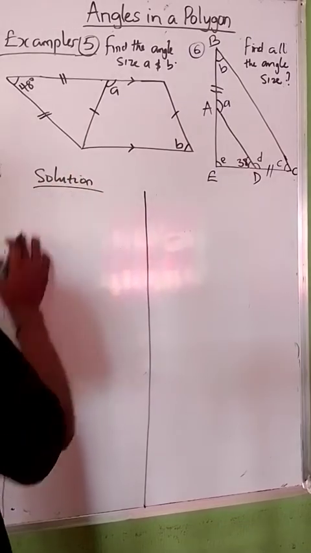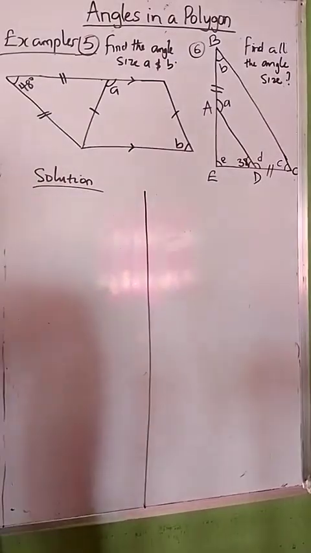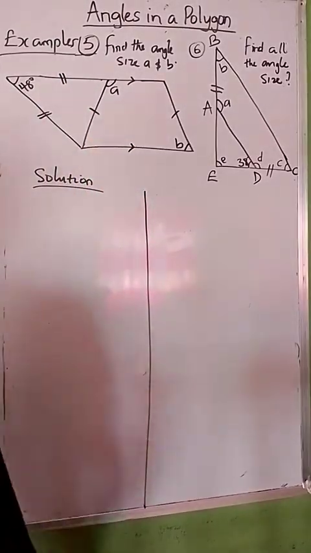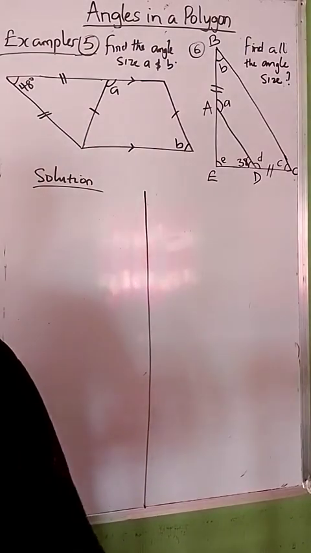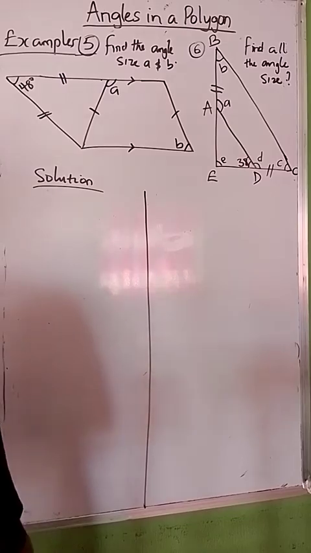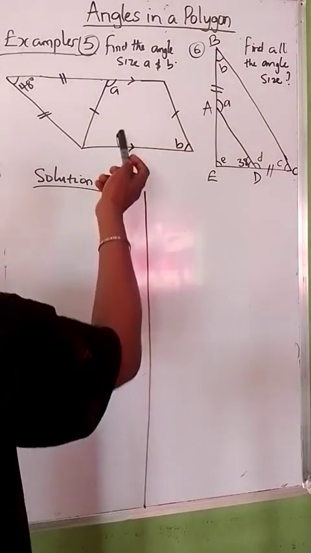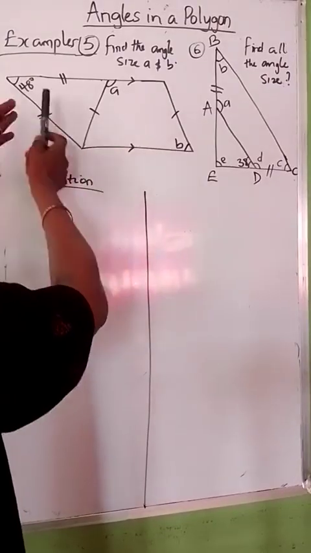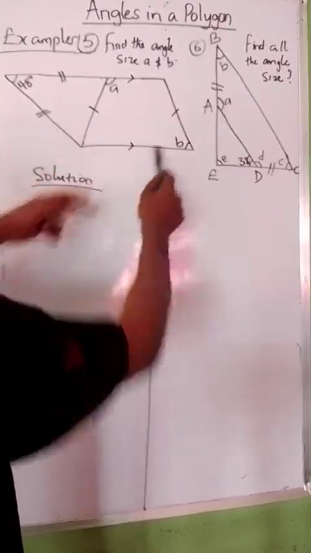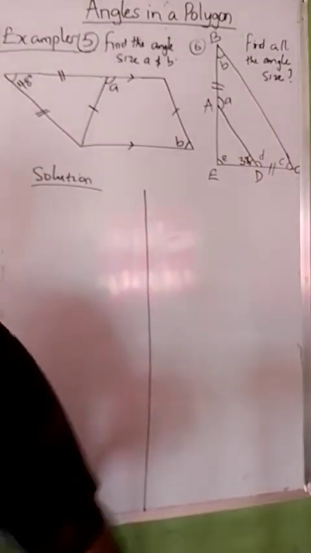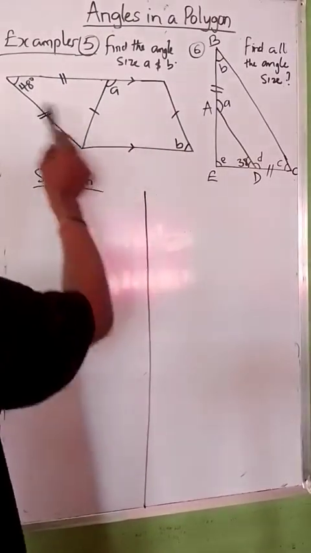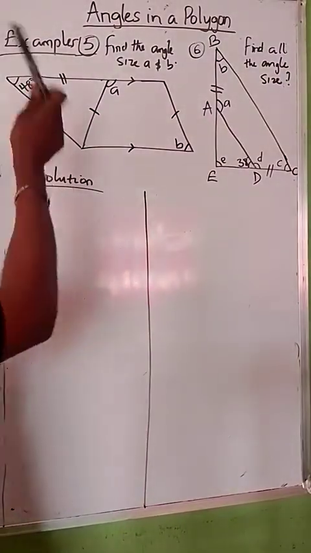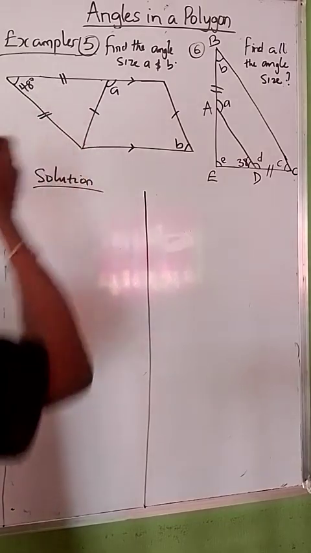Solution. So what can you see here in this diagram? This is a trapezium. Of course, a trapezium is a combination of a triangle and another trapezium. This is an isosceles trapezium, and this is a triangle. All right, so we can see this is an isosceles triangle.